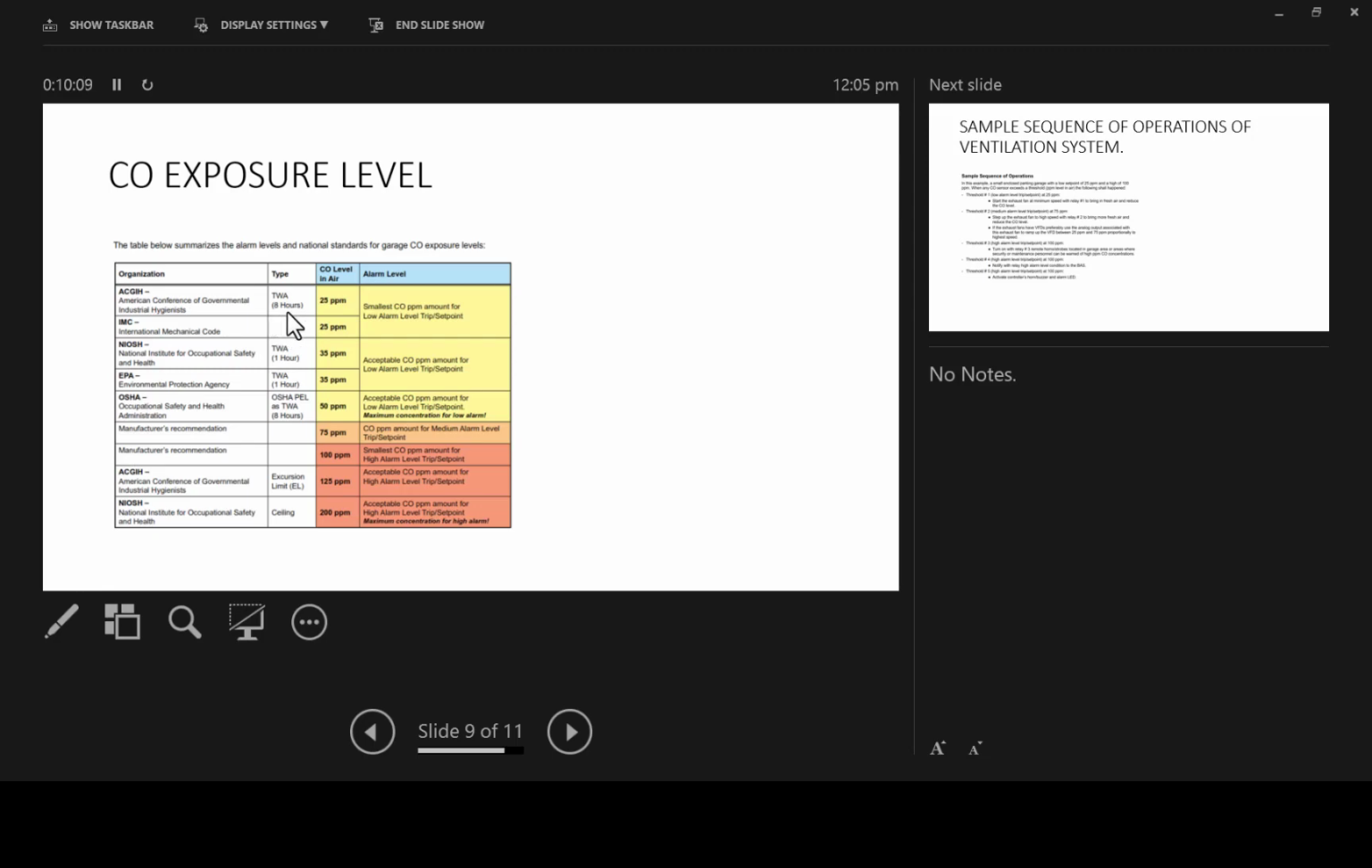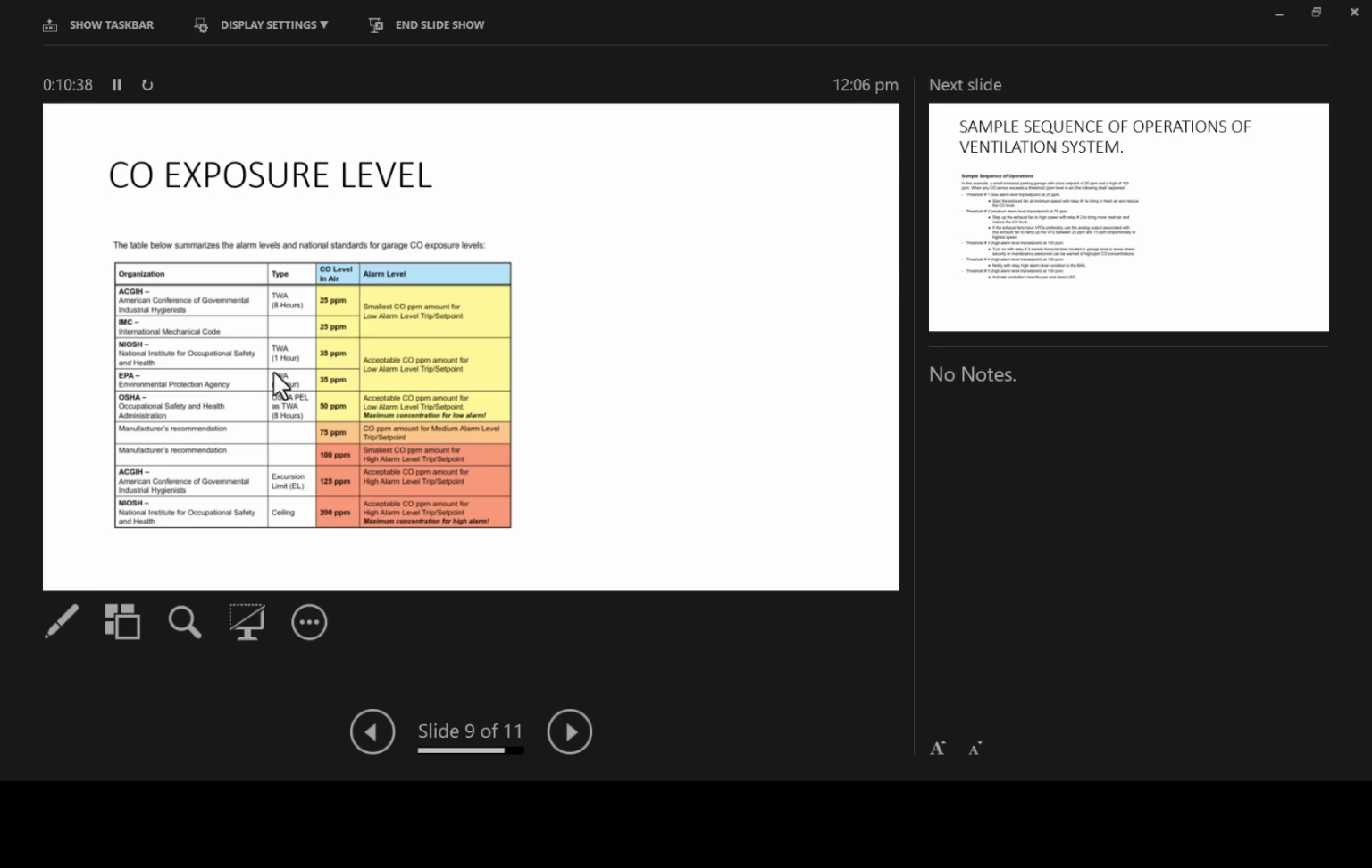If a person is exposed for 8 hours at 25 PPM, that's okay, no problem. If it's above 8 hours, it causes some problems for human health, so it's not acceptable above these values. Different organizations specify different limits, like 35 ppm for 1 hour and 50 ppm for 8 hours. These are different acceptable CO levels in different areas according to the requirement.